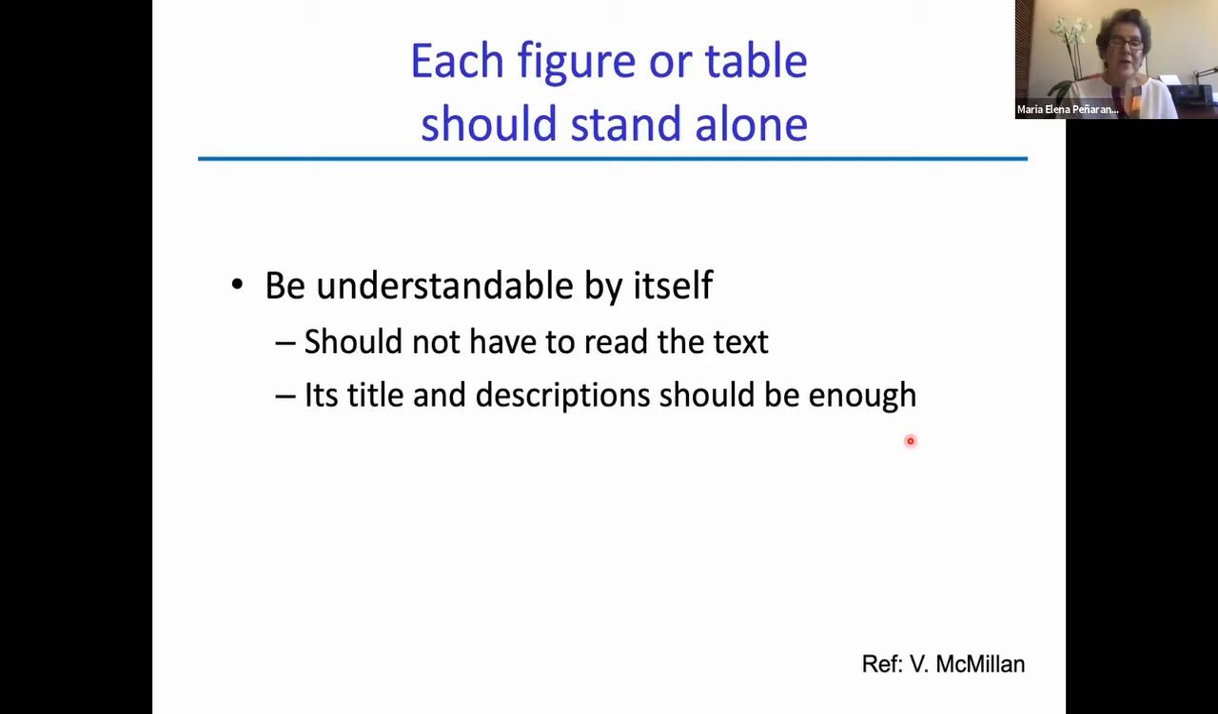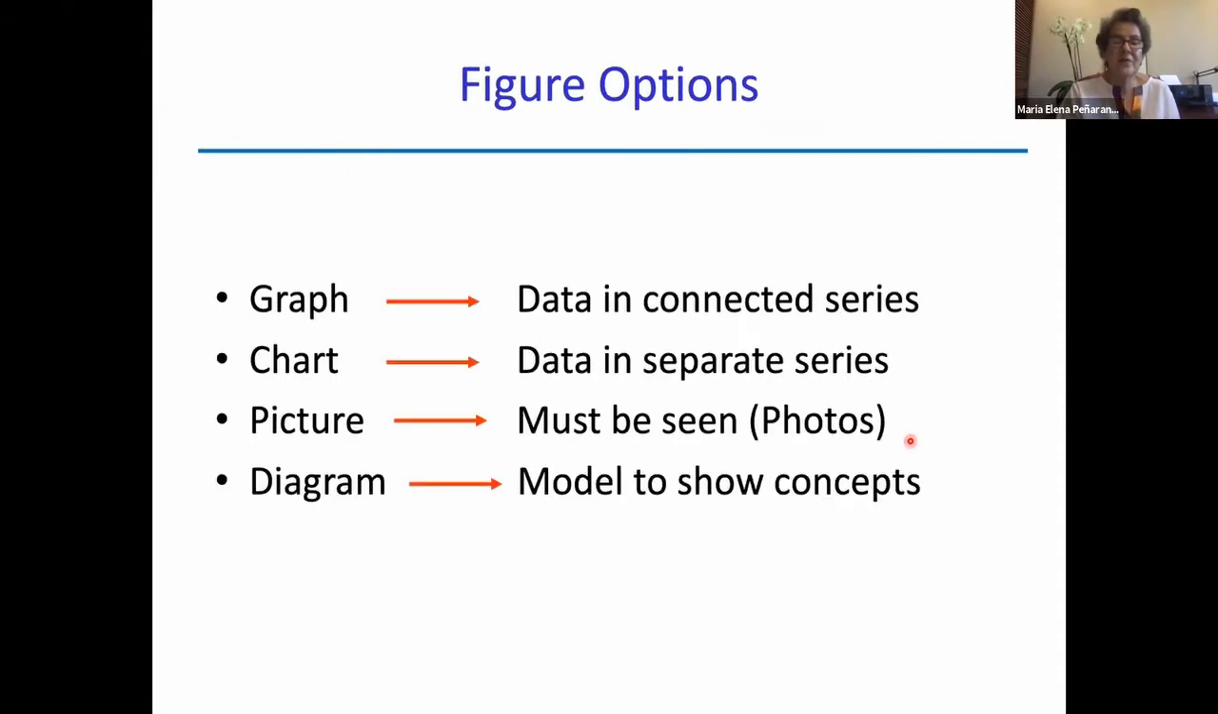When the reader sees a table or a graph or a figure, all the data to understand that table should be present. He should not have to go to materials and methods to understand what you did and what the results of the table are. It should stand alone. So we have graphs, charts, pictures, and diagrams, and people were asking yesterday, what is the difference?